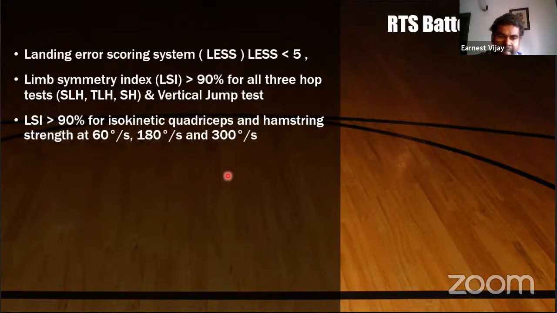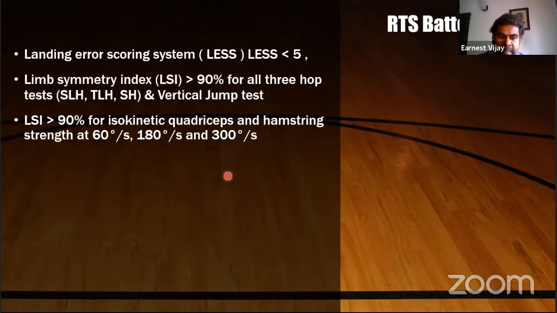The first one is the landing error scoring system. We'll be seeing the picture, and I'll be explaining that to you. You have to make sure the score is less than 5. The landing error scoring system is not only to check the quantity of the movement, that is, not only to measure how much they're able to jump or leap. It is also to see the quality of the movement, right? It is important that we check the quality of the movement, not just quantify what they're able to produce.